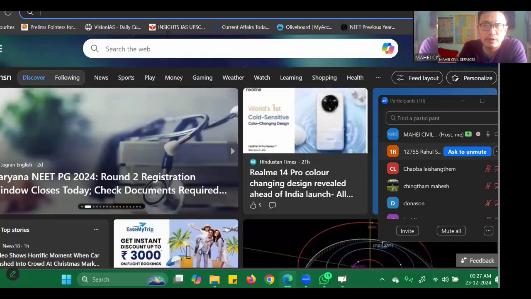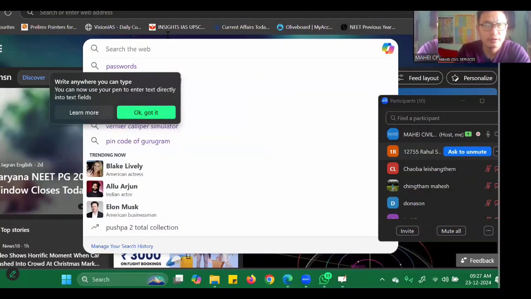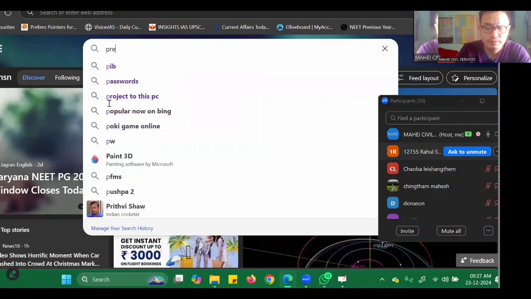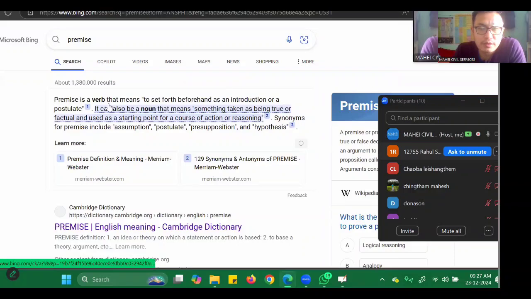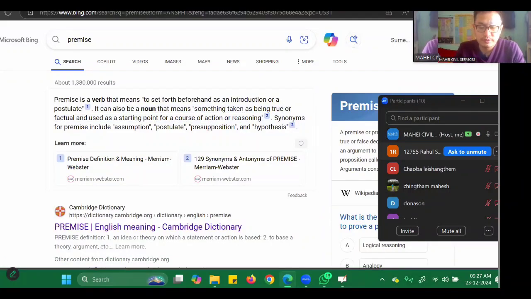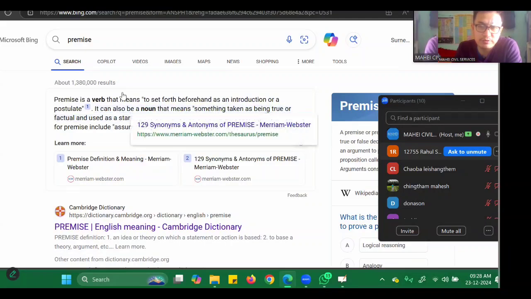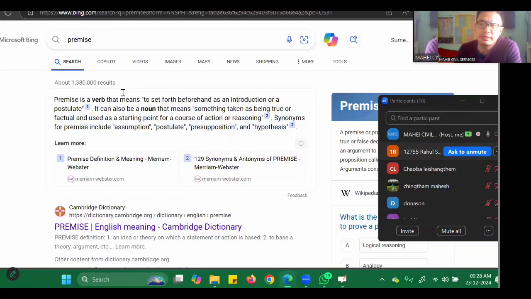Let's see the meaning of the word premise. Premise is a verb and also a noun. As a verb, premise means something taken as being true or factual and used as a starting point for a course of action or reasoning. This is the definition.